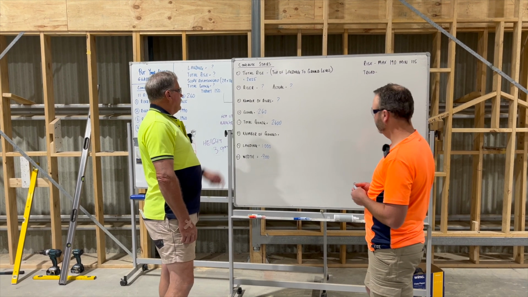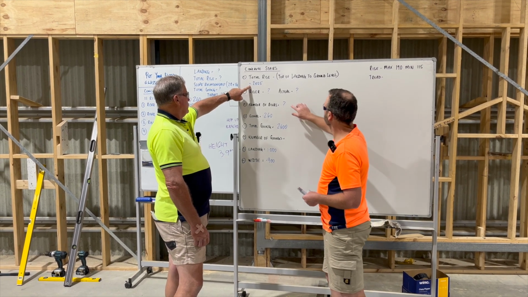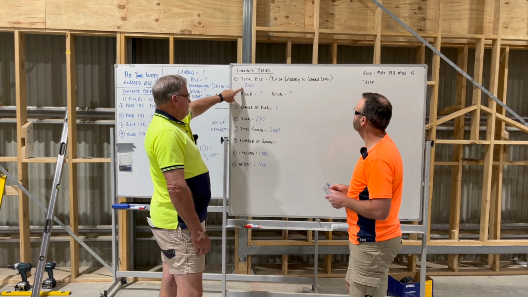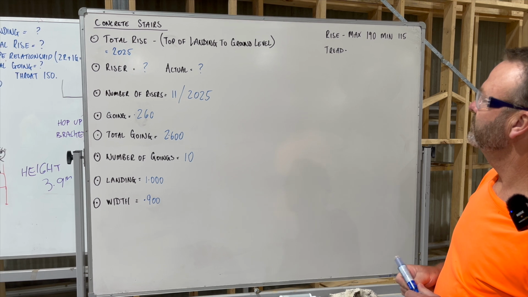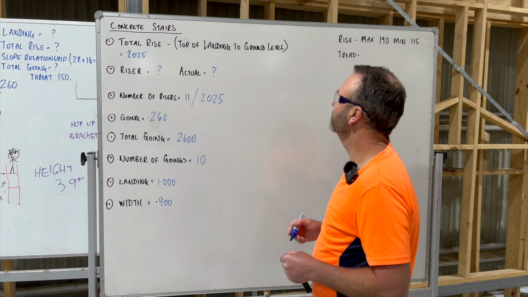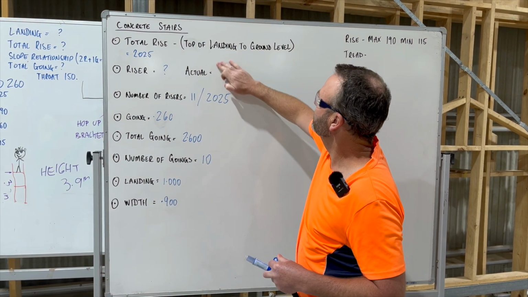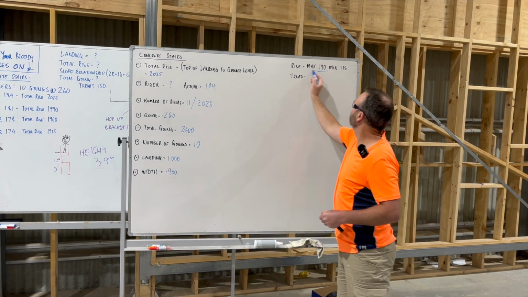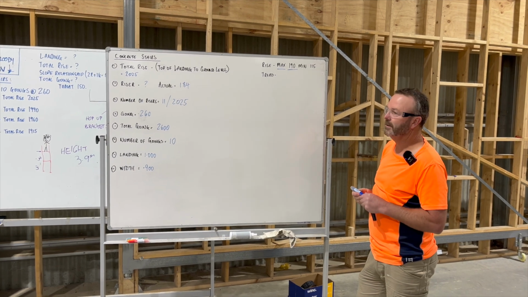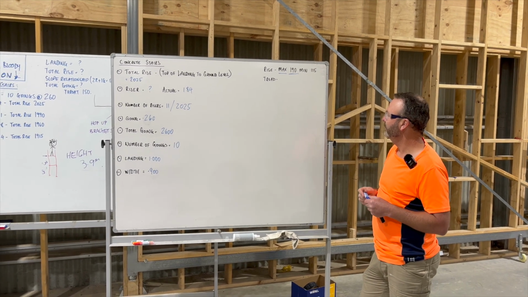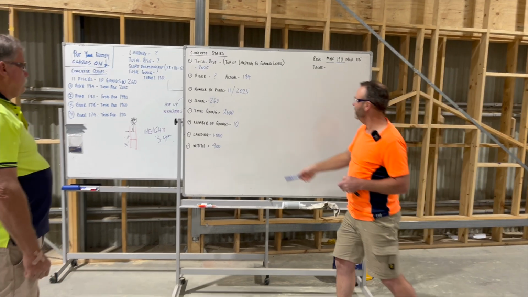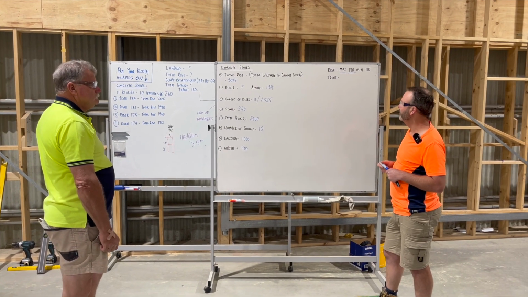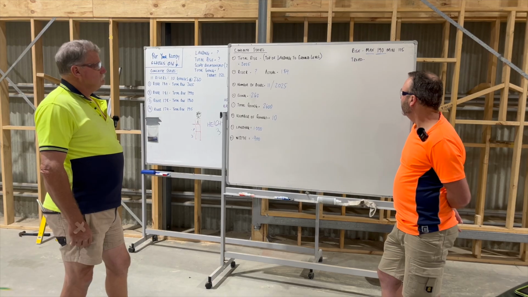So we can work that out now by dividing the total rise by 11. 2.025 divided by 11 gives me 184. There we go, that works. So our riser is 184. And the other thing is, if it's under 18 rises, we can do it in one flight. What have we got so far?